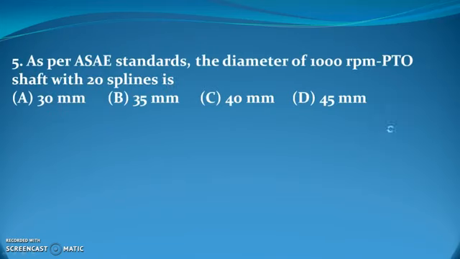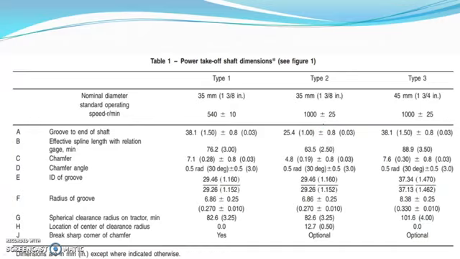Next question. As per ASI standards, the diameter of a 1000 RPM PTO shaft with 20 splines will be 30 mm, 35 mm, 40 mm or 45 mm. Let us see the table. It's for your information; maybe later on you should know these things. According to ASI standards, these are the classifications: type 1, type 2 and type 3.